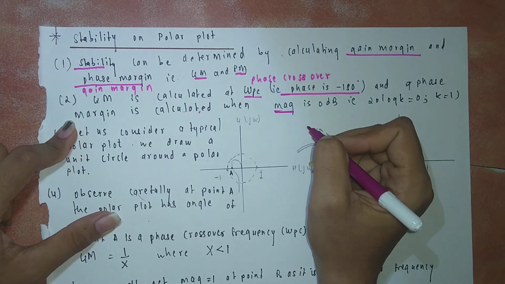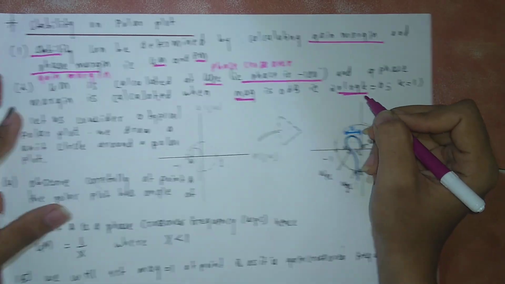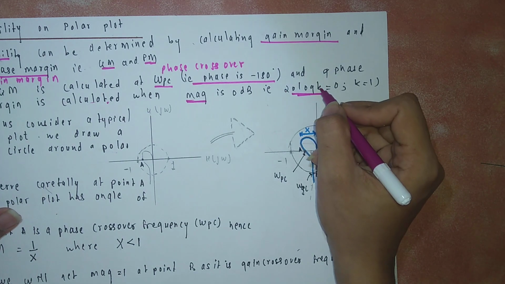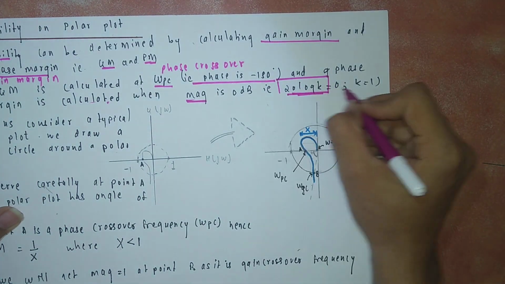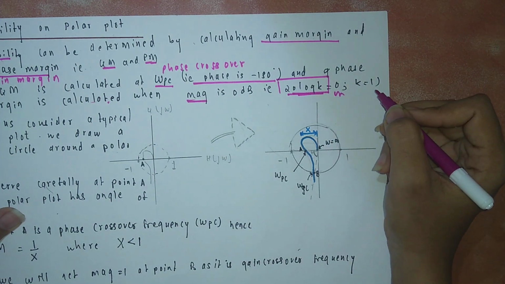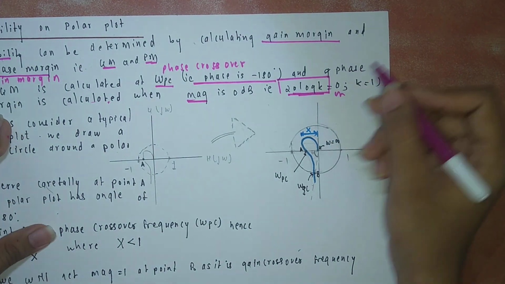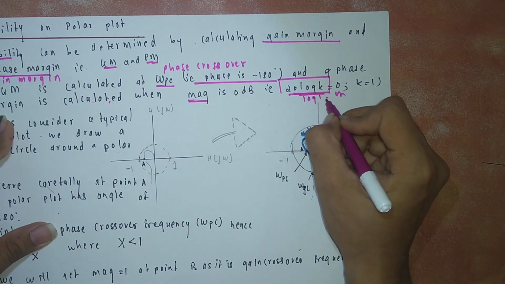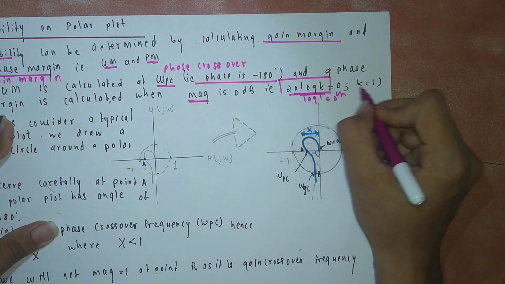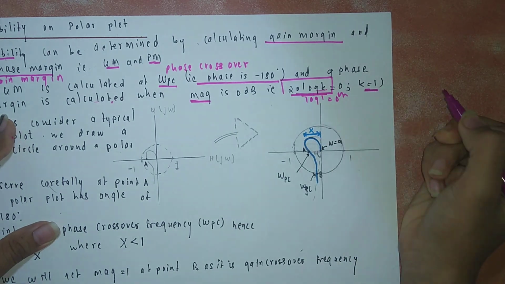What is the formula of magnitude? 20 log K. Okay, that is the formula of magnitude. This magnitude value should be equal to 0. At that time you get your phase margin, that is, this can only be 0 if K is 1. Definitely. Why? Because log 1 is 0.